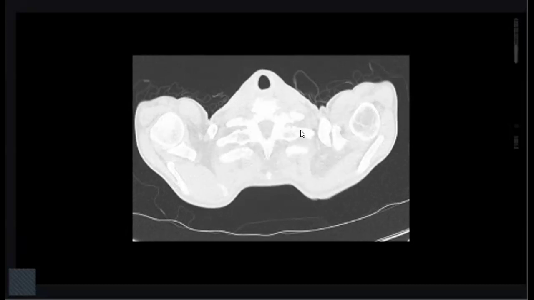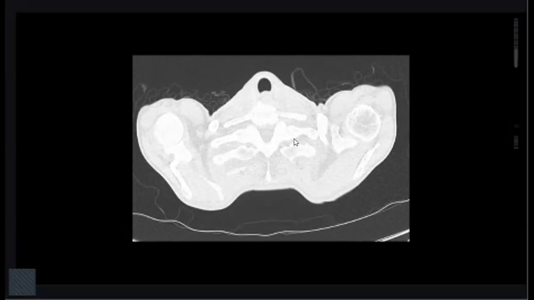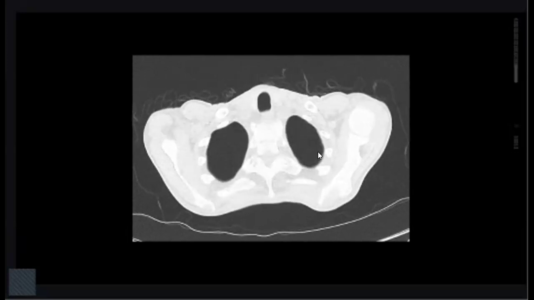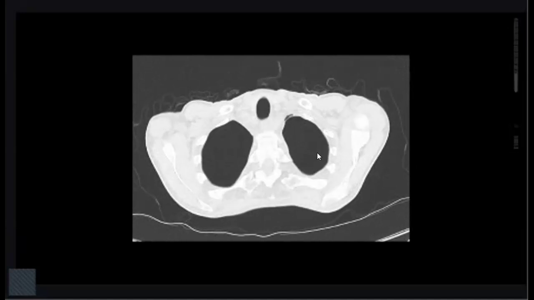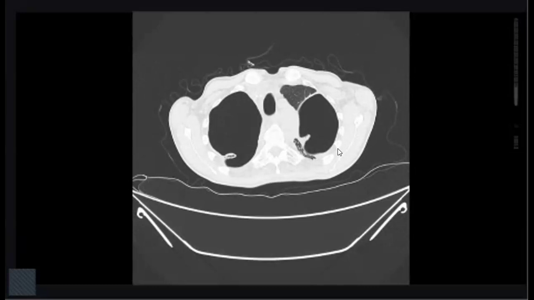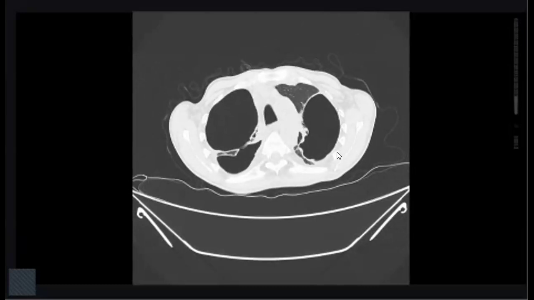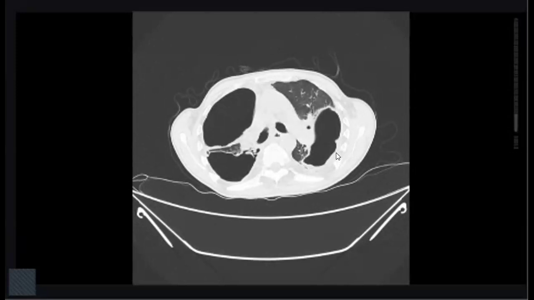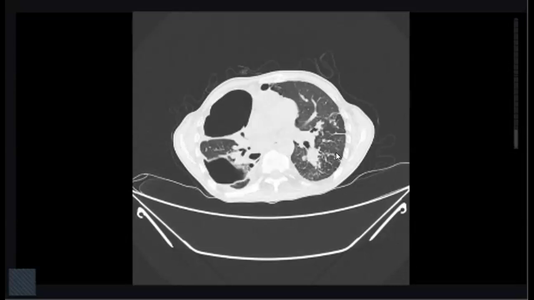This is the CT scan of the chest. Here I can see, I'm looking for the lung windows. Scrolling the images from the top to the bottom, going inferiorly, and this is probably an HRCT examination.